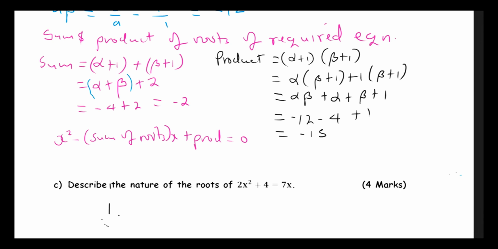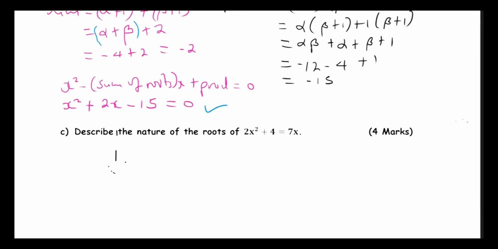So all you need to do is just write x squared minus sum of roots, and the sum of roots according to this is negative 2. So minus negative 2, that will be plus 2. Then you have x, and then plus the product, and the product of roots is negative 15. So minus 15 is equal to 0. And that is the equation that was required. So let us now move on to the next question.